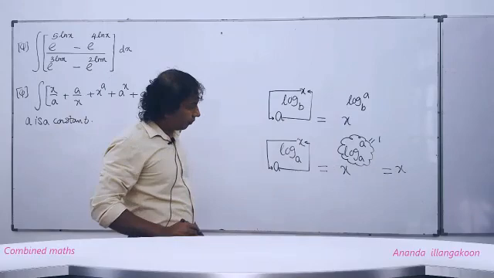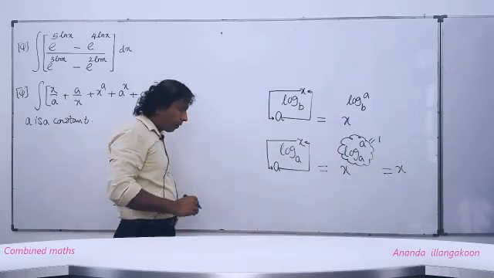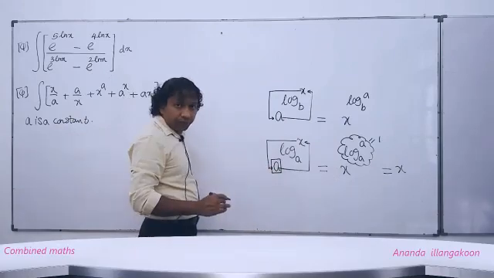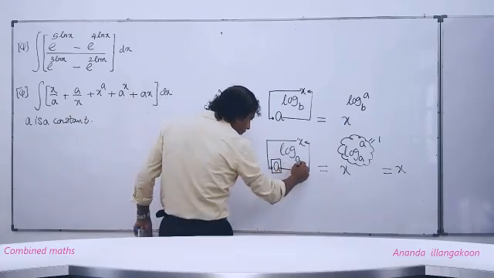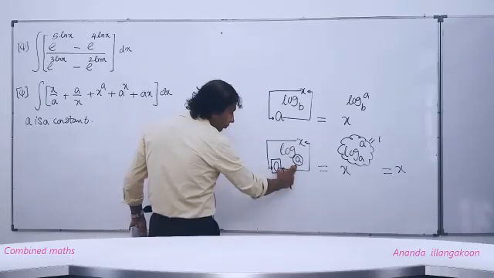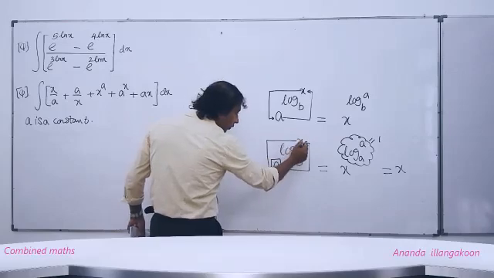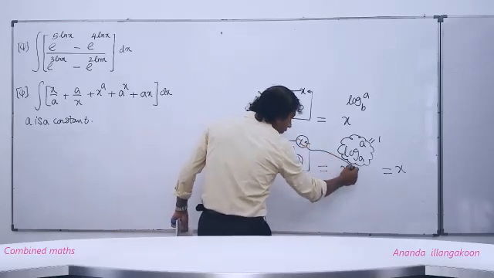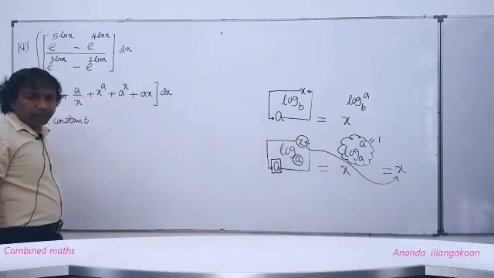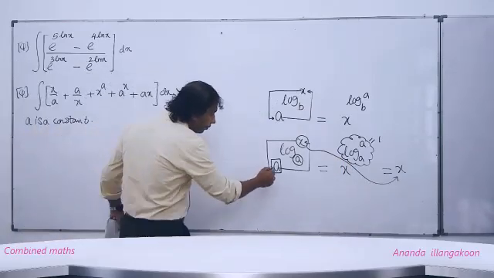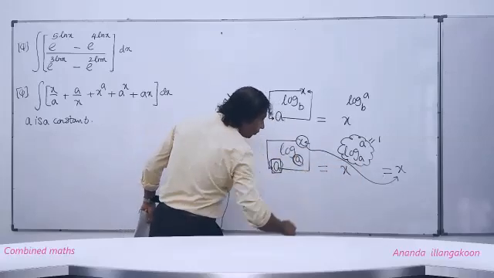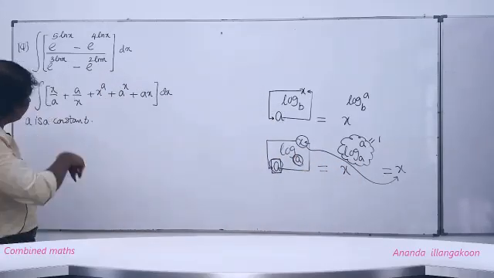The answer is x. That means here, if this a is available as the base of this log, these two are equal, then the whole answer is going to be this value x. Understood? Now you can apply that way here.